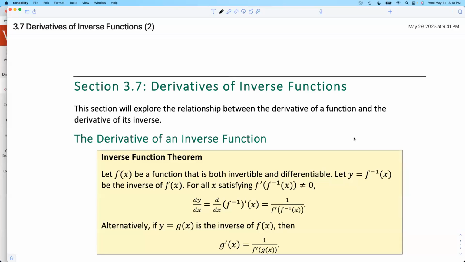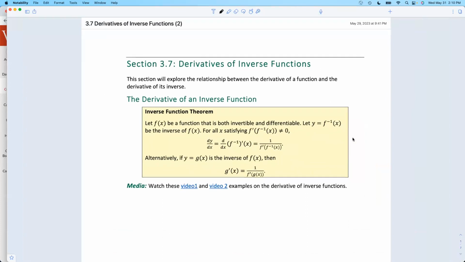Okay, let's talk about derivatives of inverses. So we have the inverse function theorem. Pause and read this. What it says is you've got a function that has an inverse. If the function's not invertible, this doesn't even apply. So the function has an inverse and the function is differentiable.